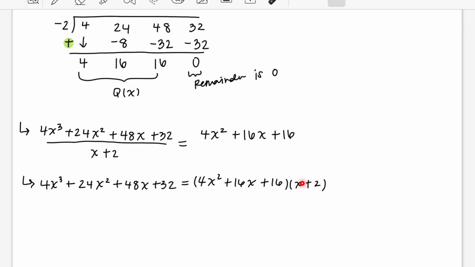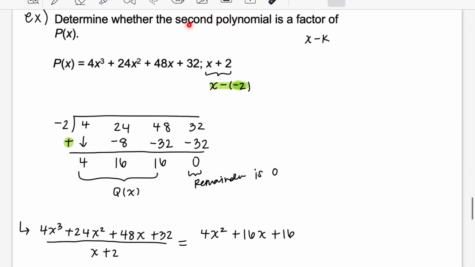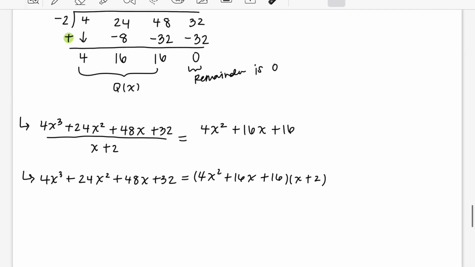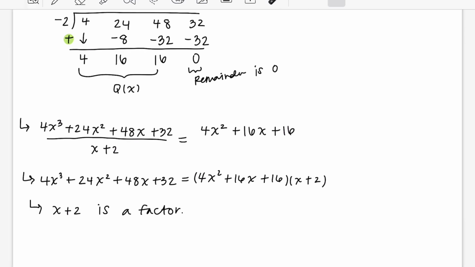This tells us that this x plus 2 is indeed a factor of our original polynomial. Right? If we can split this polynomial up into something that looks like this, we see that this is going to be a factor. So we'll conclude that x plus 2 is a factor. Something else to note here is that synthetic division will be very useful when trying to determine whether a number is a 0 of a polynomial function.